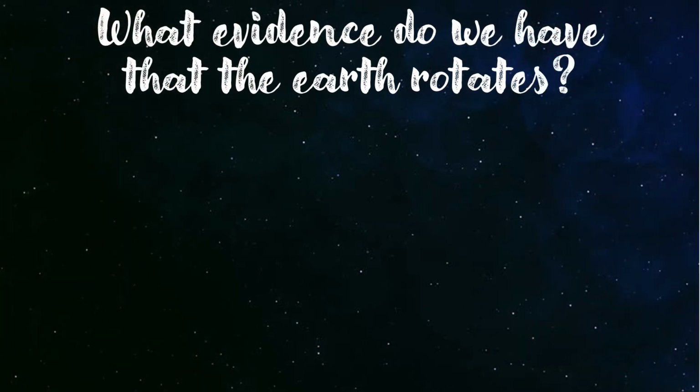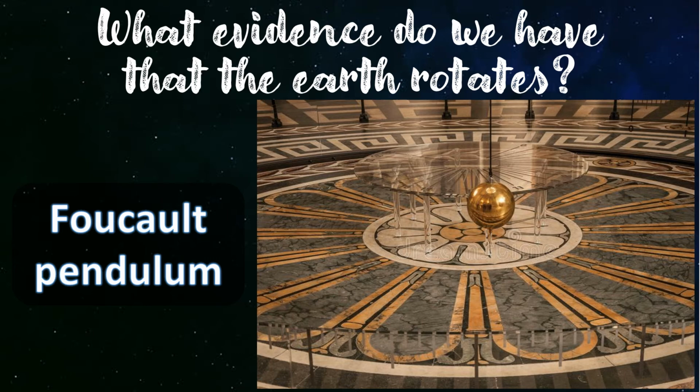So what evidence do we have that the Earth rotates? There is this invention called the Foucault pendulum. It provides evidence that the Earth is rotating on its axis. The swinging pendulum would always trace a straight line as it swings back and forth if it were sitting on an unmoving surface. However, as time goes by, the path of the pendulum changes, providing evidence that the surface it is sitting on, the Earth, is rotating. So this instrument gives us the evidence that the Earth rotates.